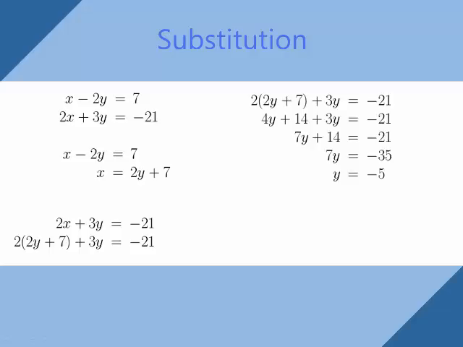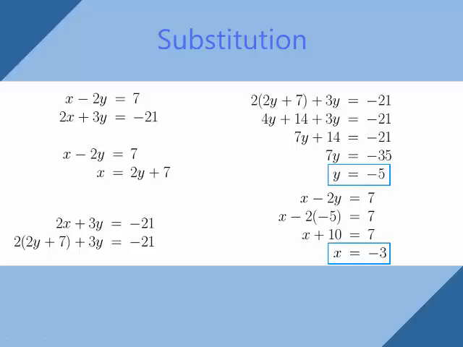With a little bit of algebra, I can move numbers around, multiply things out, and eventually reach a y value of -5. I can plug -5 back into the first equation, and then solve for x, which gives -3. Thus, I have a solution for the system, an x and a y value, -3 and -5.